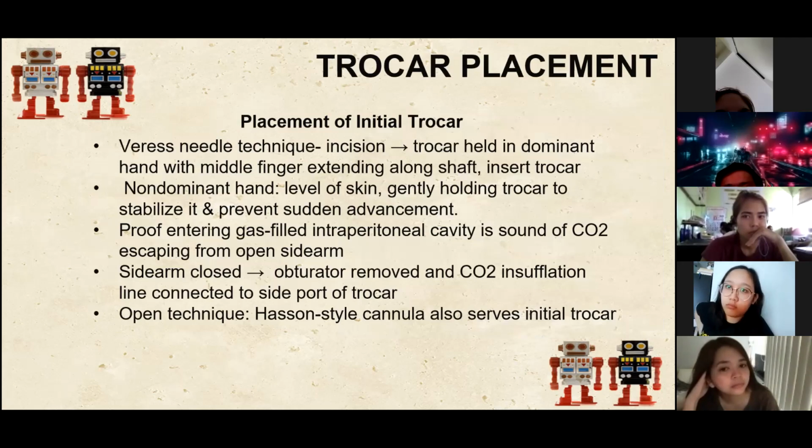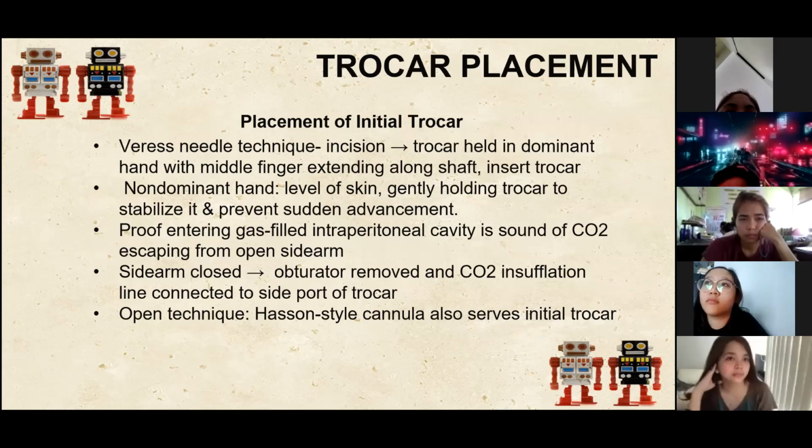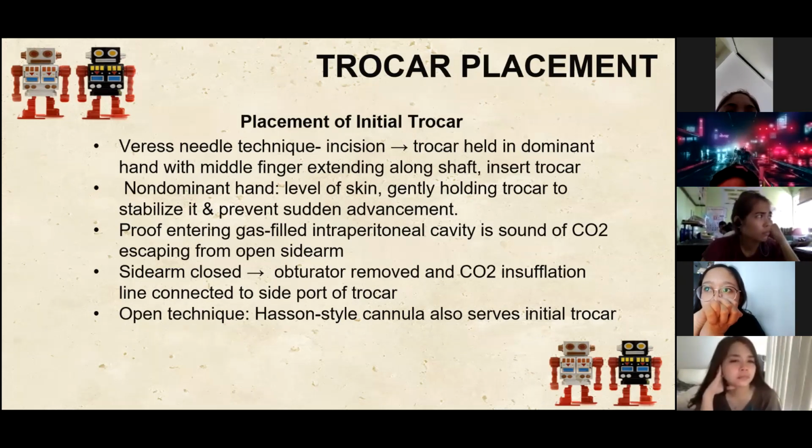So for your trocar placement, for the placement of your initial trocar, Veress needle technique, you can use it, and the incision is made for the placement of the initial trocar. The trocar is held in the dominant hand with the middle finger extending along the shaft, and it is inserted using a twisting downward motion.